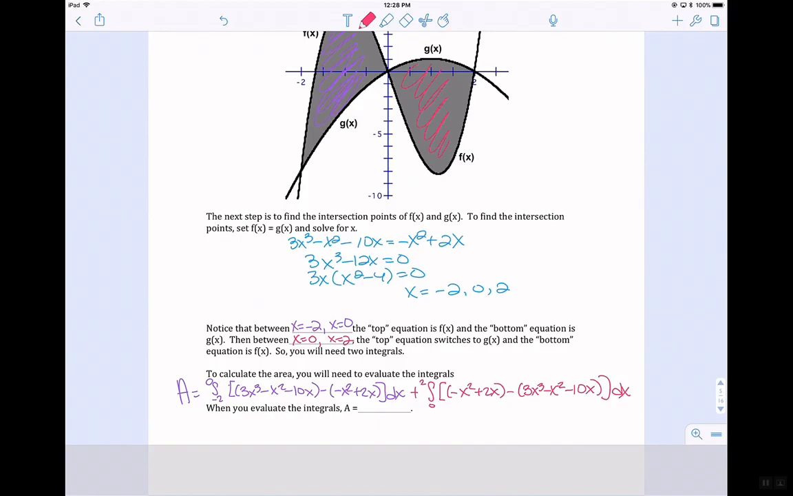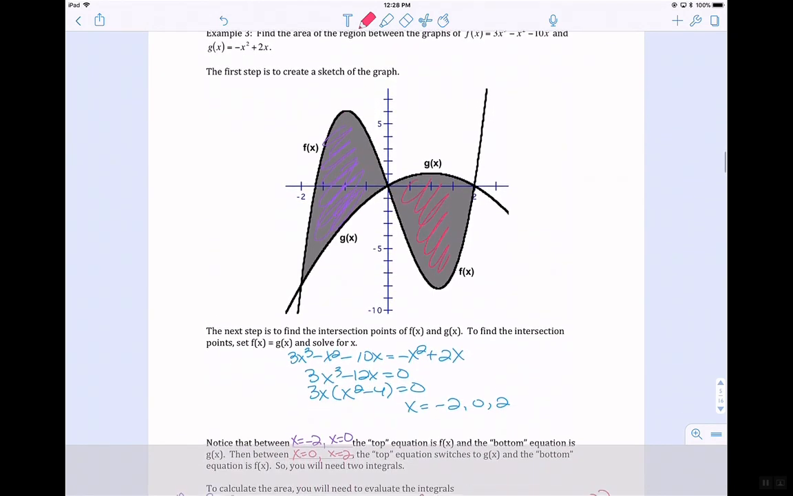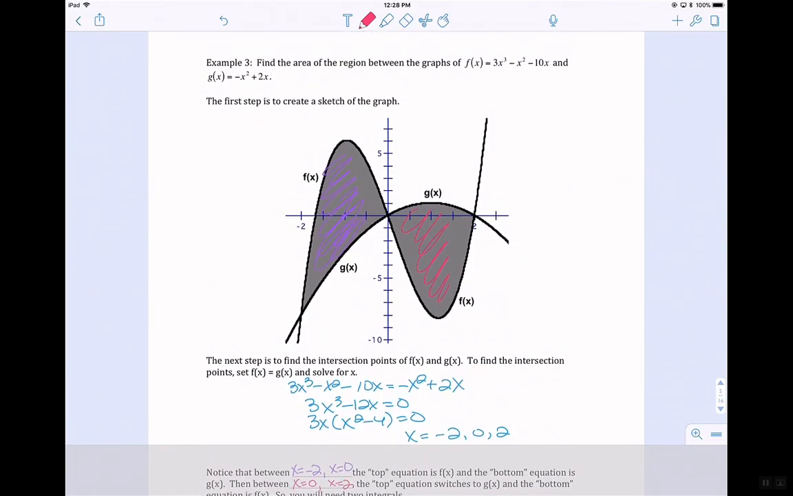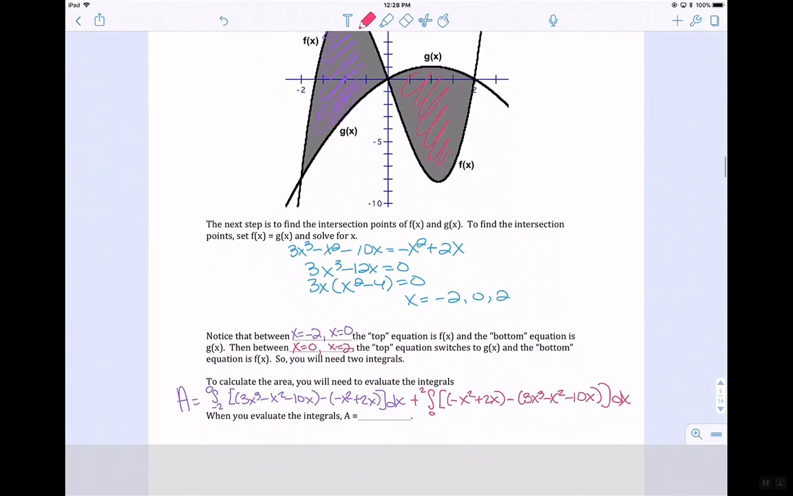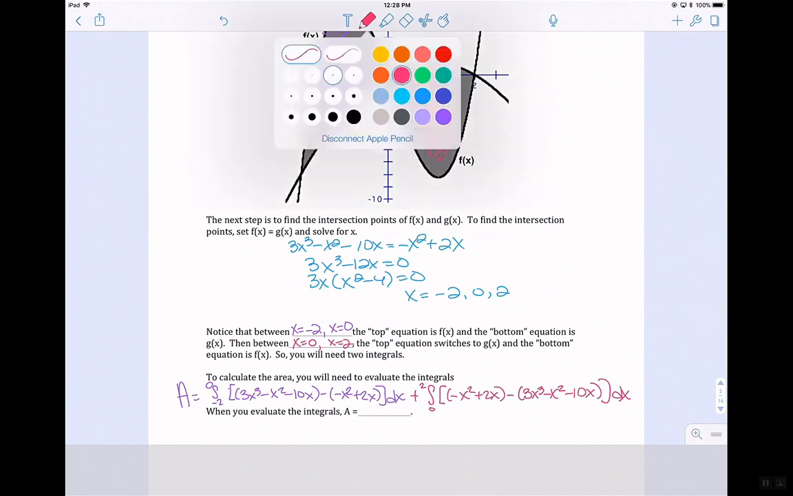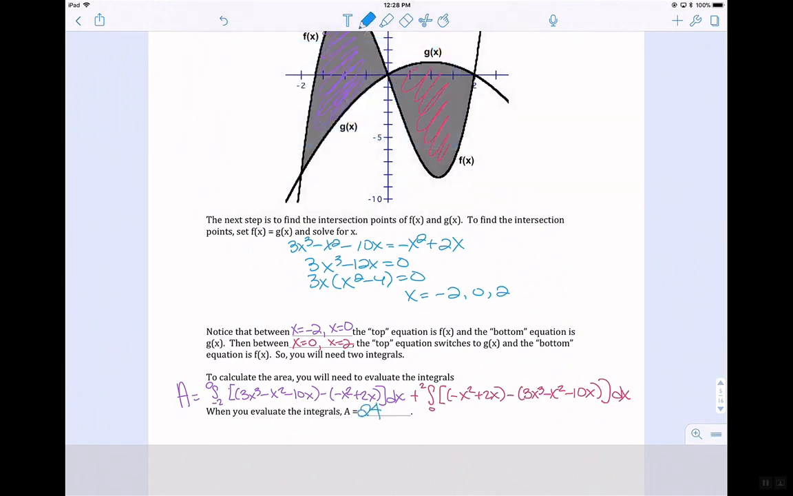Okay, when you evaluate both of these integrals, you can do this in one of two ways. Probably the easiest thing to do, if I'm letting you use a graphing calculator, is you could have in the very beginning plugged this into y1 and plugged g of x into y2, and then use your vars. And when you do that, you would get an answer of 24. Okay, you could do this by hand and you would still get 24 as well. So it's completely up to you guys.